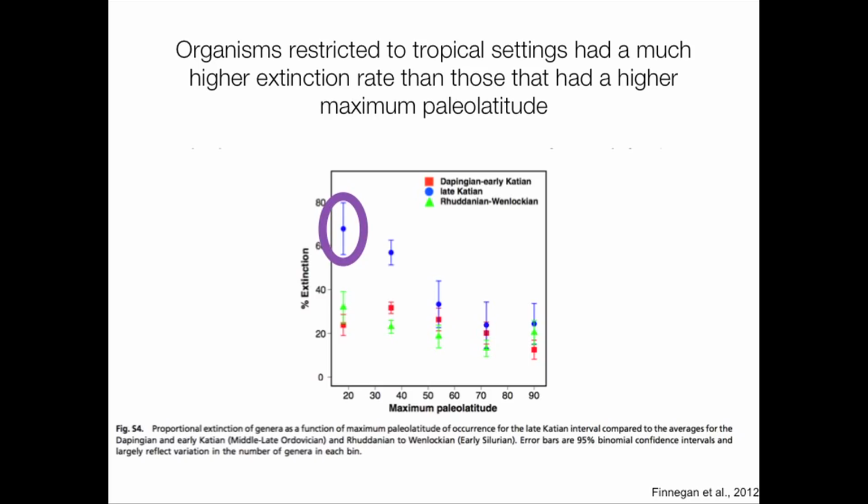This is a little bit of a tricky figure, but what I want you to focus on is this point here, which is the percent extinction in the time period that the extinction took place for organisms that lived between about 10 and 20 degrees latitude. They had a much higher extinction rate than organisms that were already living in cold places. That kind of makes sense. When you think of your friends who moved to Florida, you can just think of this.